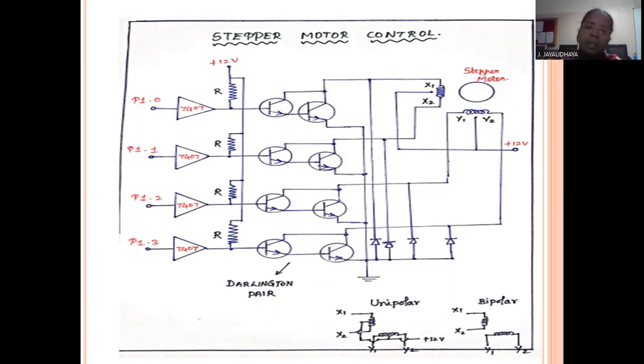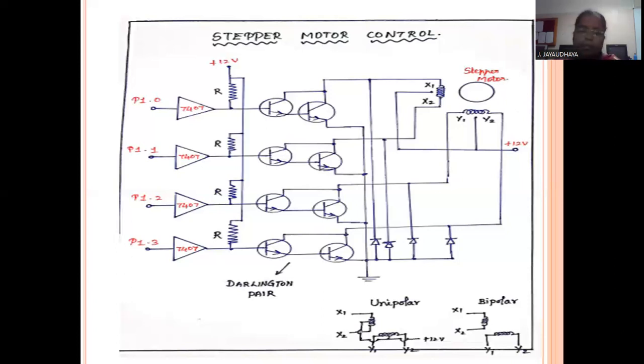So this is a circuit arrangement of a stepper motor using 8051. In 8051, we have different ports, but here we are using port P1. In the P1 port, we have taken a total of 4 pins: P1.0, P1.1, P1.2, P1.3. These 4 pins are connected to a buffer. The 7407 is nothing but a buffer. The buffer output is connected to the Darlington pair.